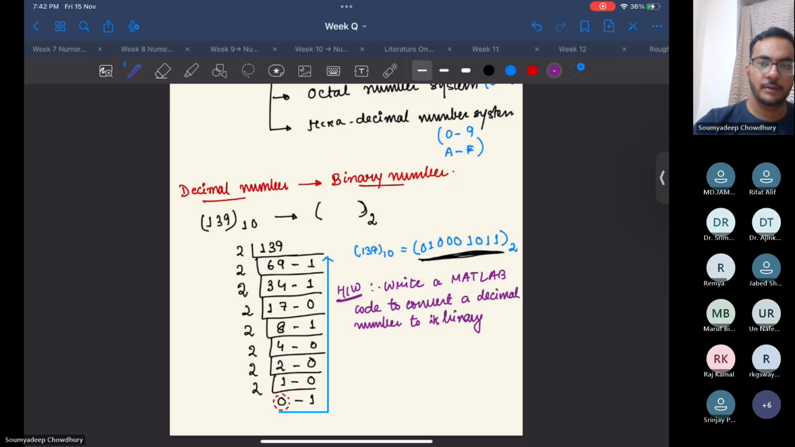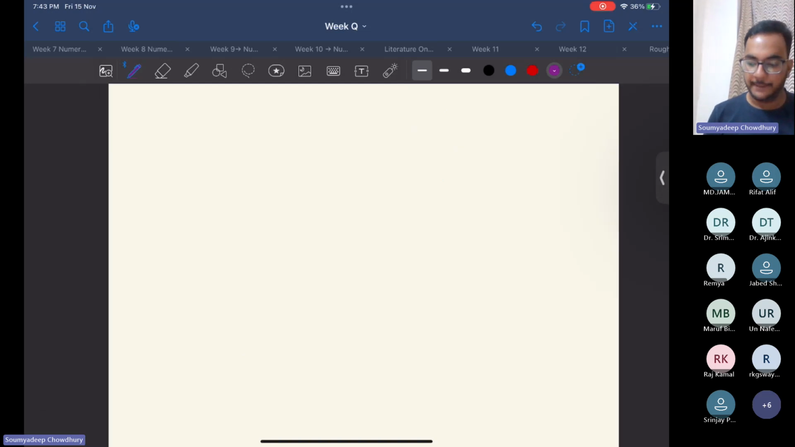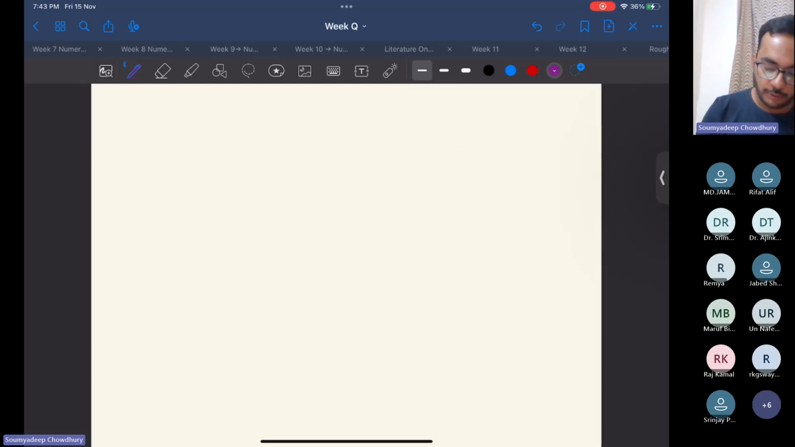Okay, fine. So this has nothing to do with the numerical techniques. This is just a basic topic you can cover before starting numerical techniques. We just discussed these number systems. Okay. So now we will look into one more topic, which is called error analysis.